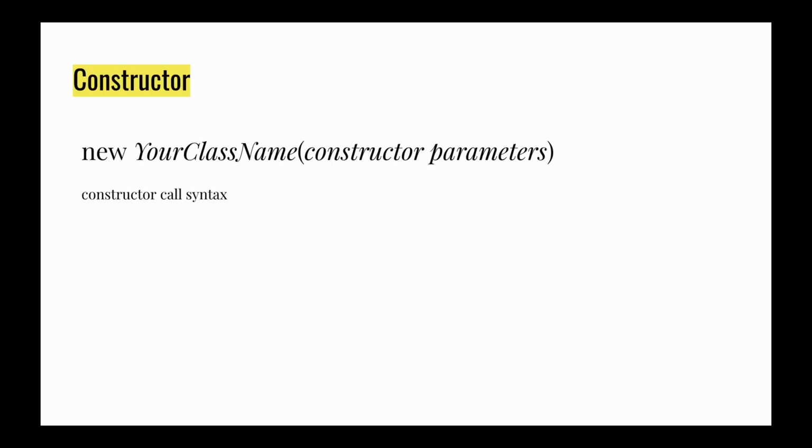In fact, constructors represent special methods which are named the same as the class, which are called when a new instance of the class is created to initialize it. In general, the syntax of calling a constructor looks like this. So we use the new keyword, next the constructor name, and pass parameters in the parentheses.